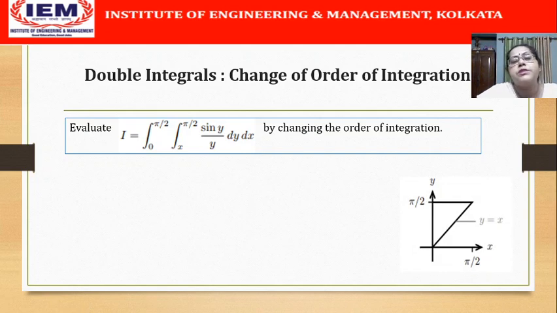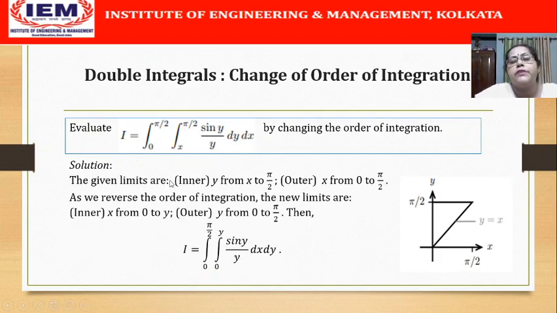So, as you see here, in your inner integral, y is varying from x to pi by 2. So that means we have as one of the boundaries, actually the lower boundary for y, y equal to x, and the upper boundary is y equal to pi by 2. This is a straight line parallel to the x-axis. And x is varying from 0, that means the y-axis, to x equal to pi by 2. So this is actually the line x equal to pi by 2. So we have this cutting point over here. So this is our given region of integration.